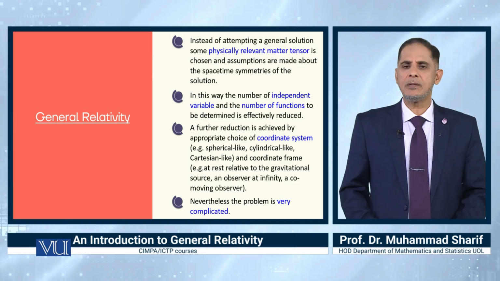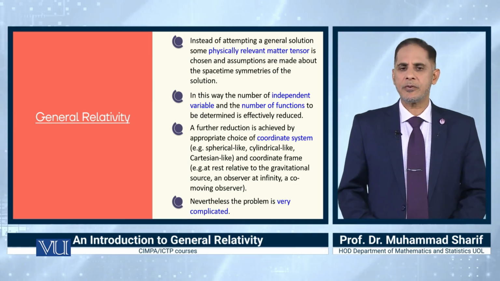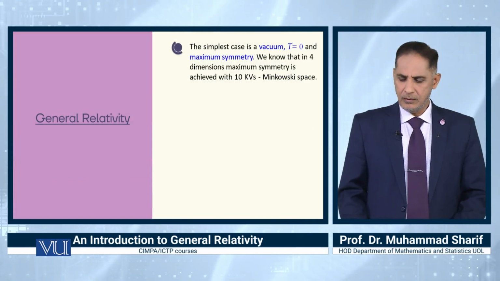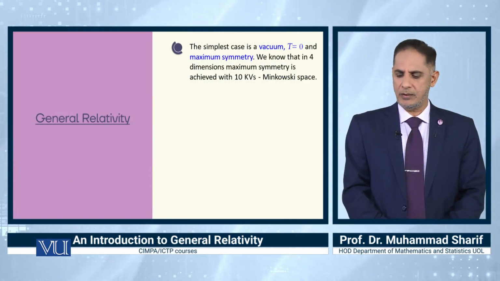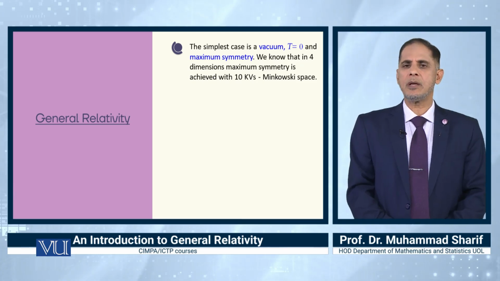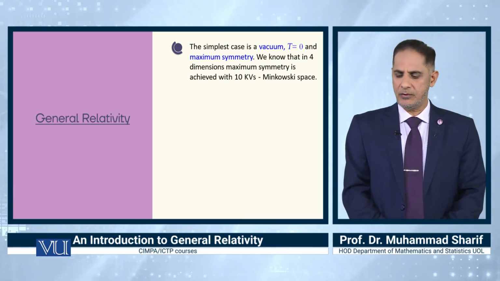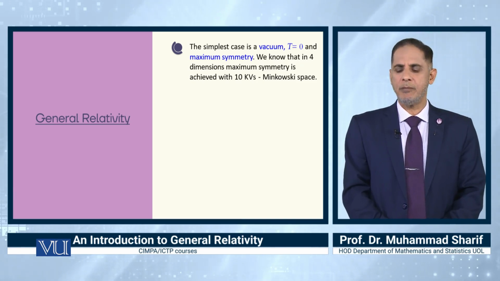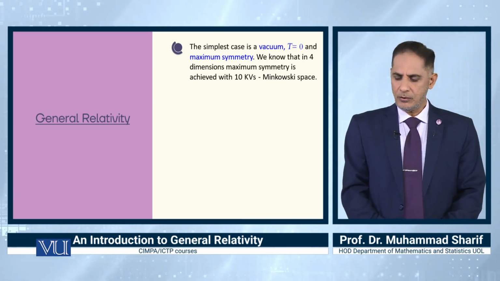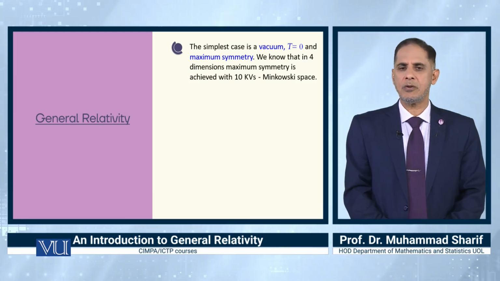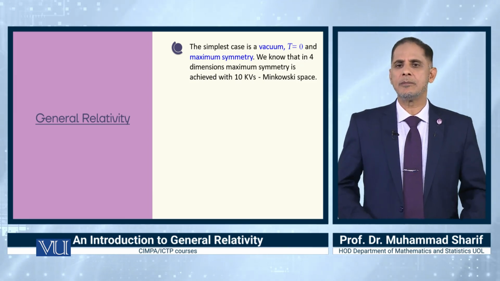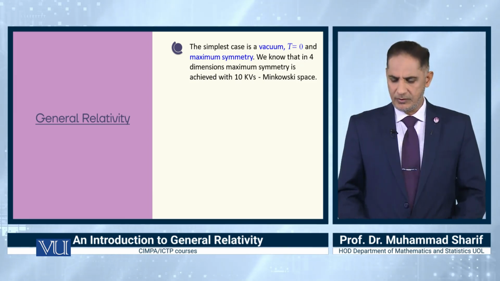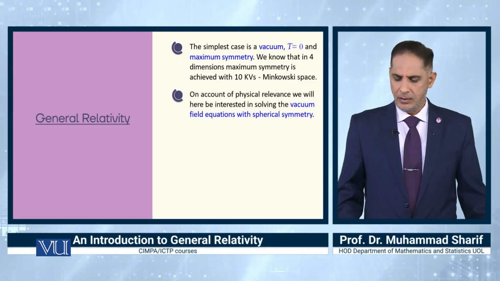Even with all these assumptions, the problem is still complicated. So, here we start off with the simplest case, that is the vacuum case. Here in the vacuum case, we have the trace of the energy momentum tensor 0, and we obtain the maximum symmetry. We know that in 4 dimensions, maximum symmetry is achieved with 10 Killing vectors, and that is the Minkowski space-time. In Minkowski space-time, we have 10 Killing vectors.